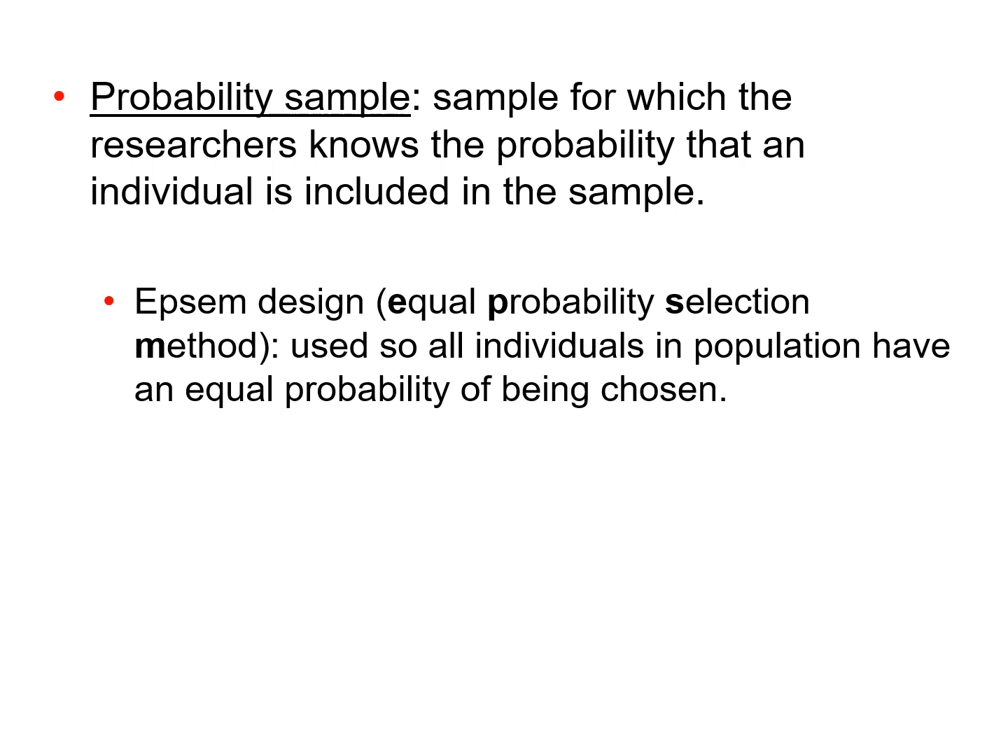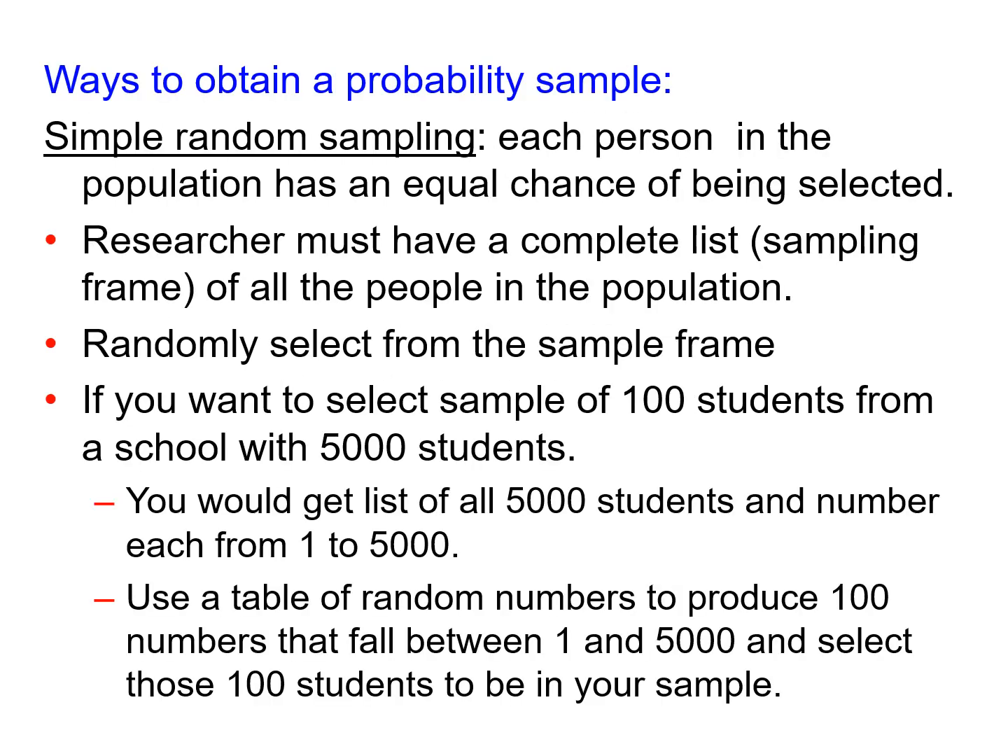And we have probability sample, a sample for which the researcher knows the probability that an individual is included in the sample. So we have this EPSEM design, which means equal probability selection method. This is used so all individuals in the population have an equal probability of being chosen. So how do we obtain this probability sample?